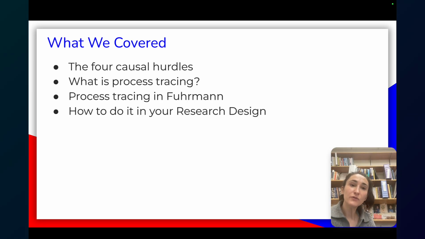Now, what we covered for today, we talked about the 4 causal hurdles, what is process tracing in Furman specifically, and then how to do it in your own research design.